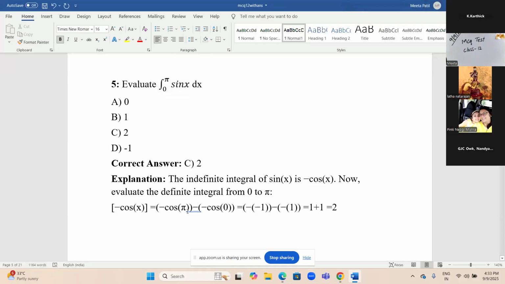So minus cos pi, minus of minus cos 0, you have to write over there. So cos pi is minus 1 and cos 0 is 1. If you solve this, you are going to get the answer as 2. So accordingly, option C is the correct answer for this question.